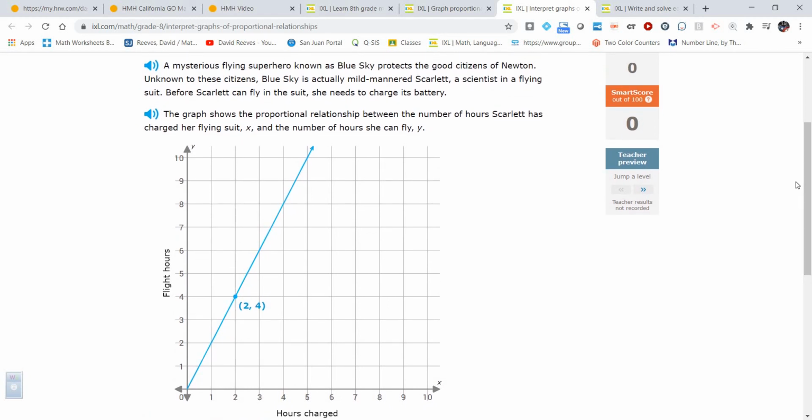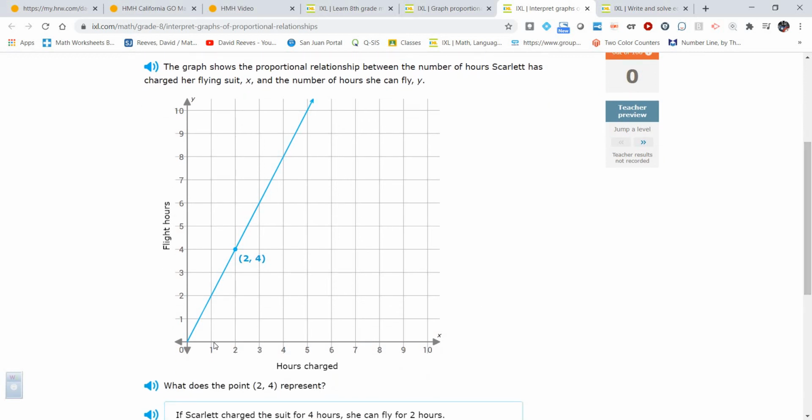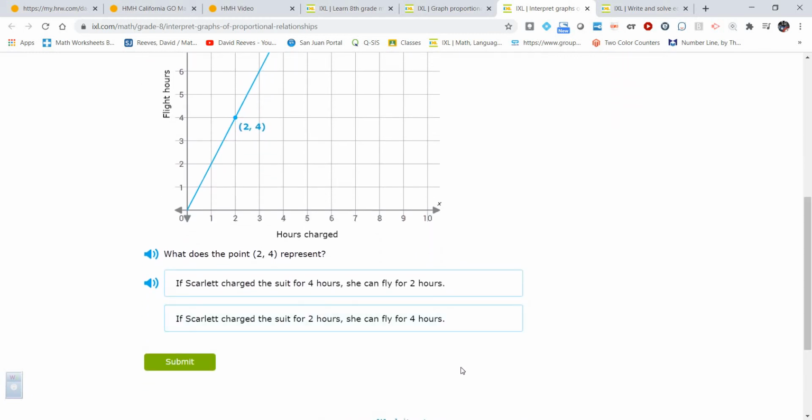All right, so it says the graph shows a proportional relationship between the number of hours Scarlett has charged her flying suit and the number of hours she can fly, right? So she charges it for 2 hours and she flies for 4. So what does the point 2,4 represent? If Scarlett charged it for 2 hours, she can fly for 4 hours, right?